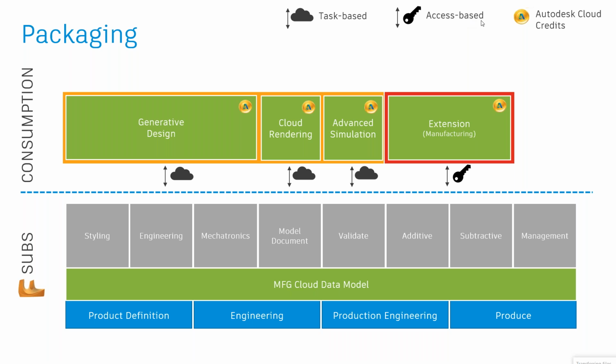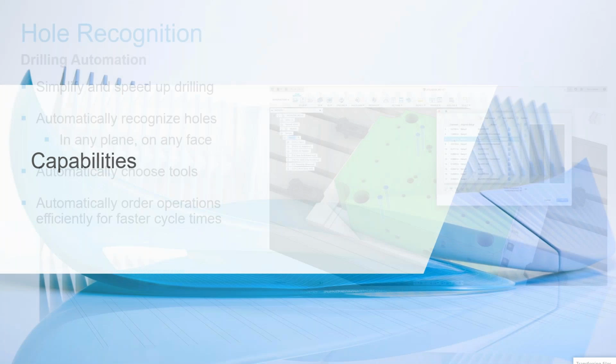But I also talked about the manufacturing extensions, and that is what we are giving you based on the access that you need. Unlike generative design, cloud rendering, and advanced simulation, which are individual task based, where you invoke a task and consume cloud credits, the extension is something that you need access to for a certain period of time. You pay for that certain period of time. That is how these capabilities are unlocked. Now, what is the manufacturing extension, and what are some of its capabilities?